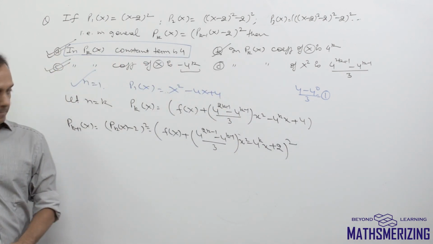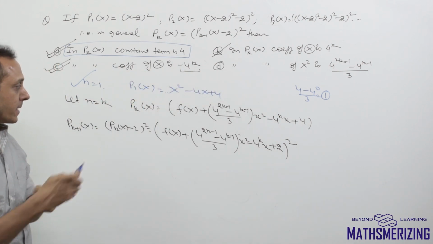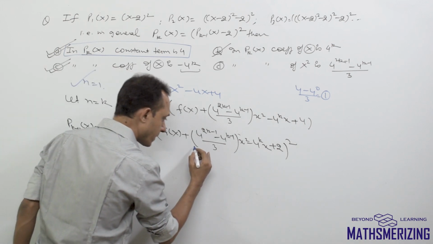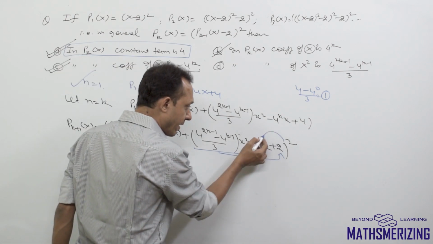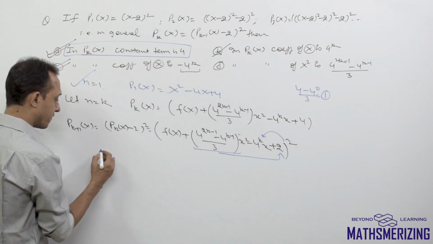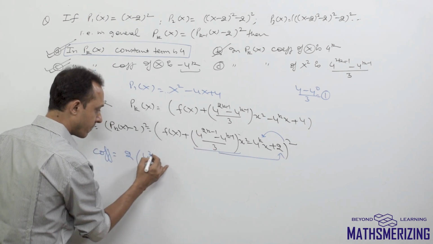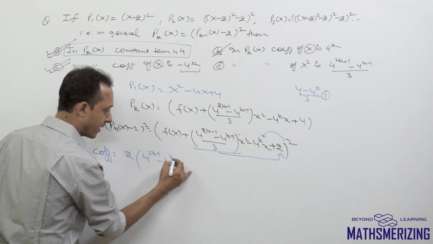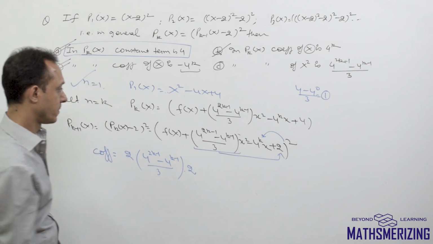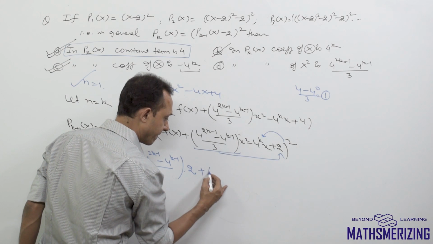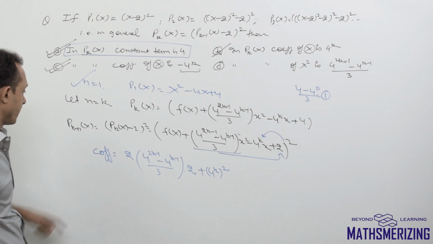Now from this expression, I need to find the coefficient of x square. Now how do I get the coefficient of x square? I'll get the coefficient of x square when this term gets multiplied with 2, and when I square this term. So the coefficient of x square will be 2 times this value, (4^(2k-1) minus 4^(k-1)) upon 3, and then into 2, and here if I square it, I'll get 4^k whole square. So that should be your coefficient of x square.